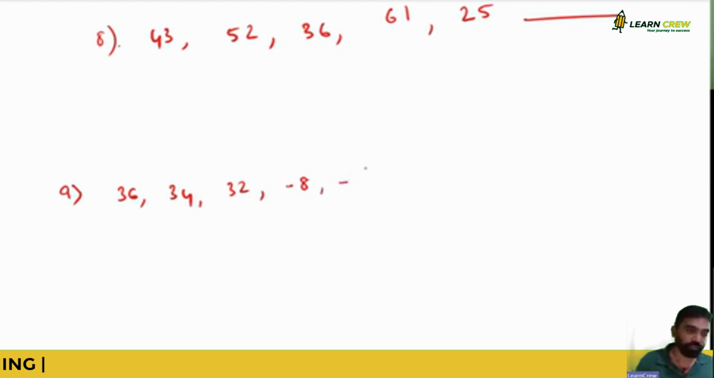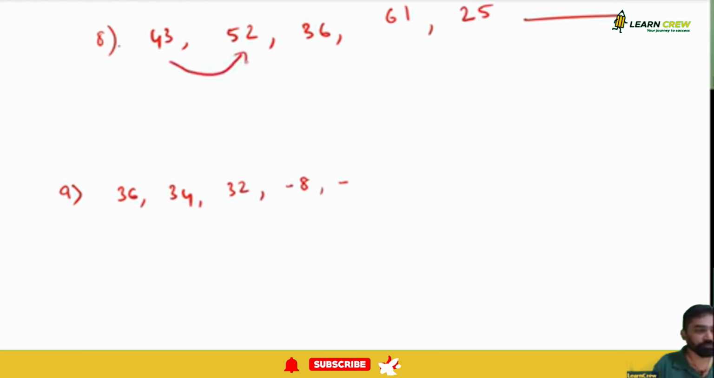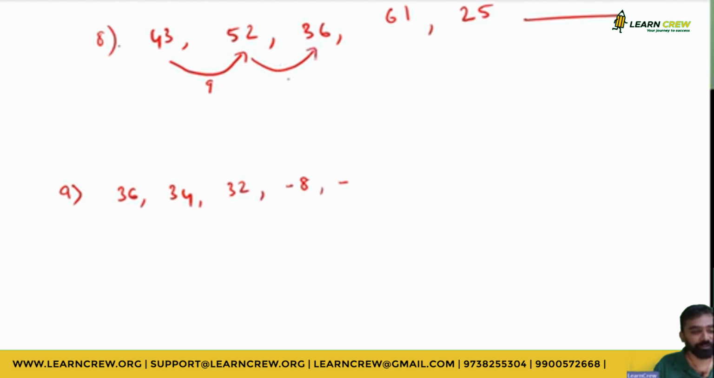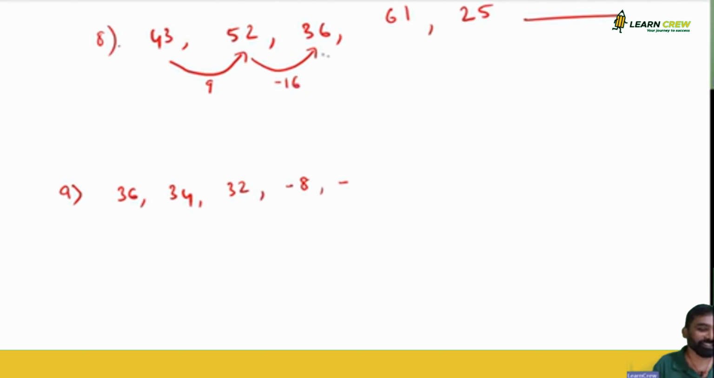74. What's the sequence? Squares. Okay. What's the difference between this? 9. Difference between this? 16. Plus 16 or minus 16? Minus 16. Okay. This one? Minus 25. Plus 25. This one? Minus 36. Minus 36.